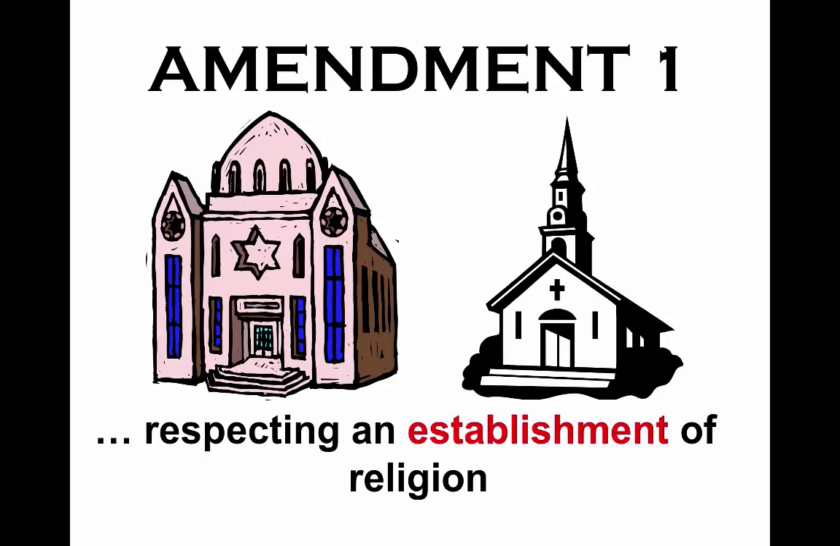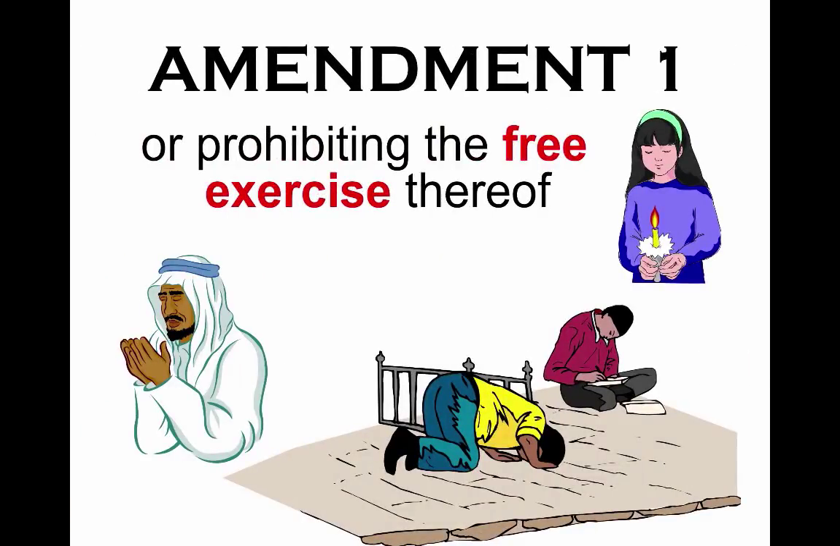Okay? The second clause about religion is that the government cannot prohibit the free exercise thereof. This is called the Free Exercise Clause. It's pretty easy to understand what the Free Exercise Clause means. The government can't stop you from exercising your religion. No matter how you exercise your religion, the government can't interfere with it.